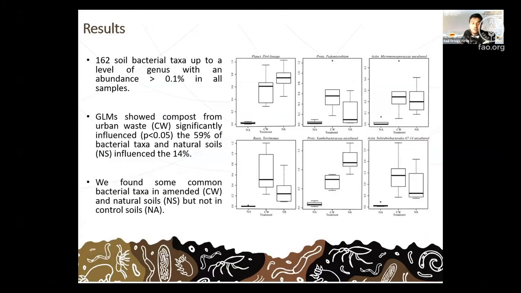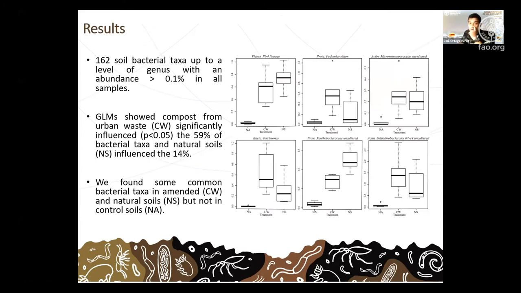About our results, we found 162 soil bacteria taxa up to the level of genus with an abundance higher than 0.1% in all the samples. General linear models showed that compost from urban waste significantly influenced 59% of all bacteria taxa, meanwhile natural soils only influenced 14%.